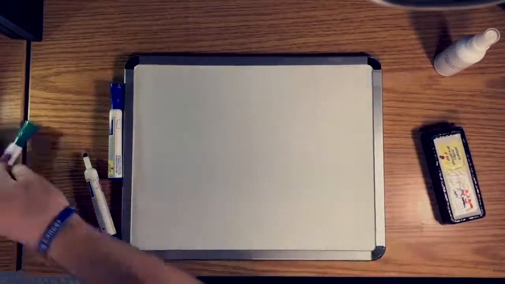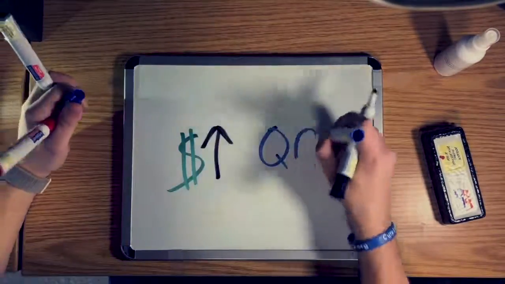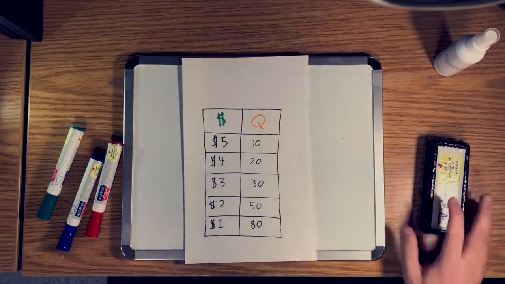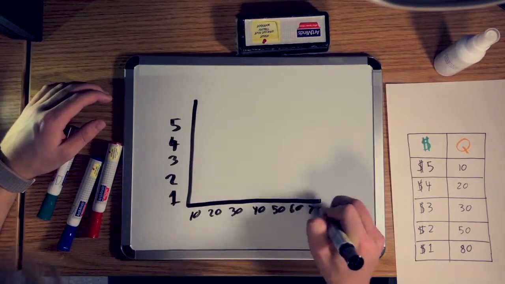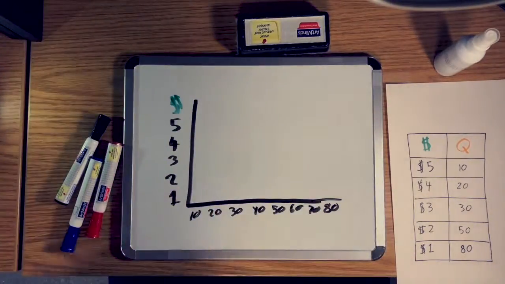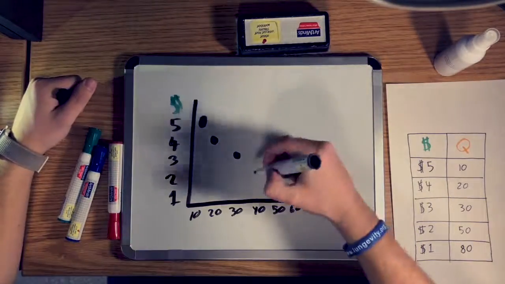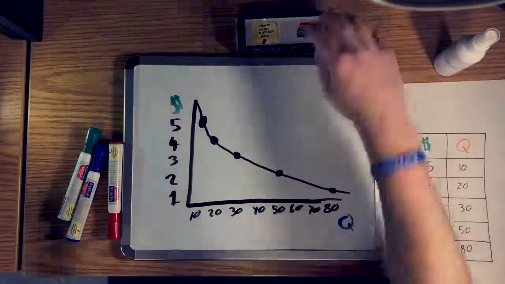This means when the price goes up, the demand goes down. So let's show that. Let's look at this chart of numbers. As you can see, when the price is high, the quantity demanded is low. And as the price drops, the quantity demanded goes up.